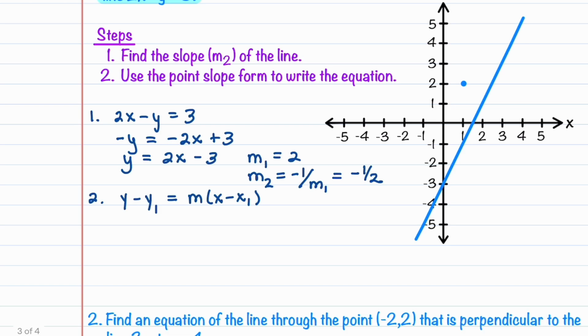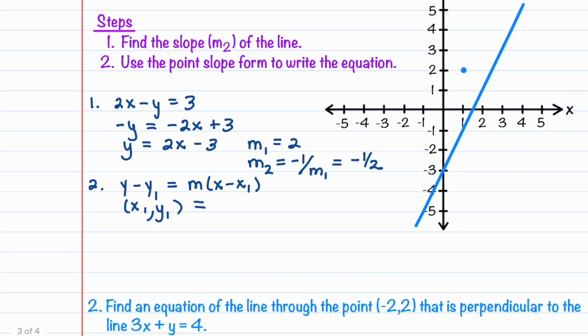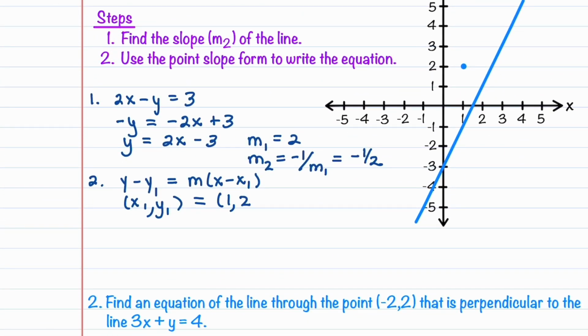And let's write down that our x1, y1, now I have to pull it back down. That's the point 1, 2. And then our slope is equal to minus 1/2. Now we just have to plug in. We have y minus 2 is equal to minus 1/2, x minus x1, which is 1.